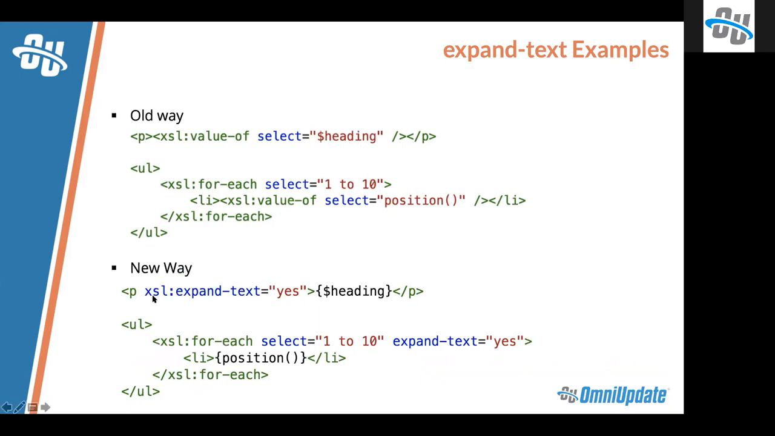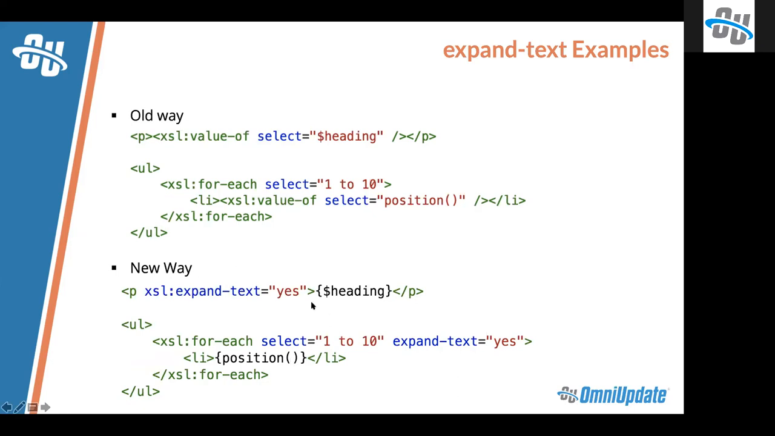With the new way, you can do it like this. Since the paragraph is not in the XSL namespace, we have to define the XSL namespace attribute of expand text set to yes, and then we just use these nice little curly brace notations to output the heading. It's similar for the list, where you're doing 1 to 10 again, but since this item is inside of the XSL namespace, you don't have to define XSL:expand-text. You can just do expand-text. Then the position is the same idea as what we were doing with the heading.